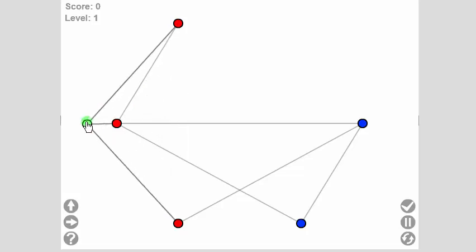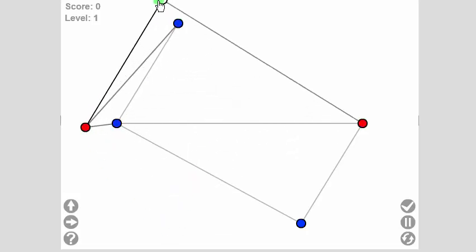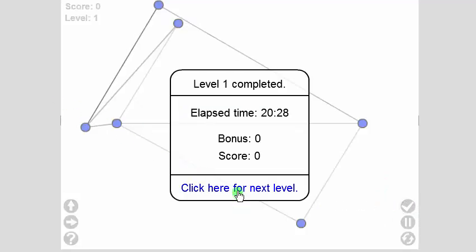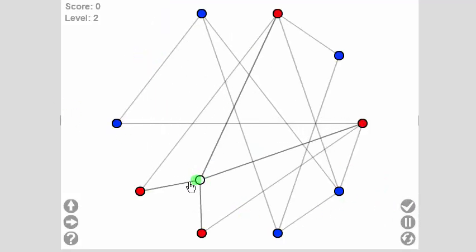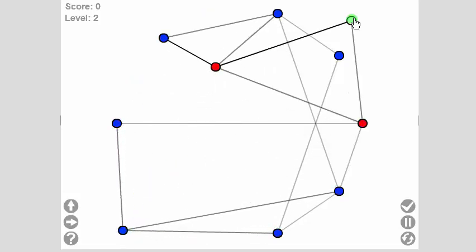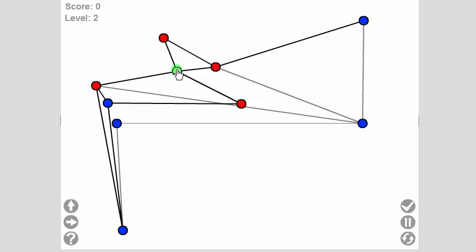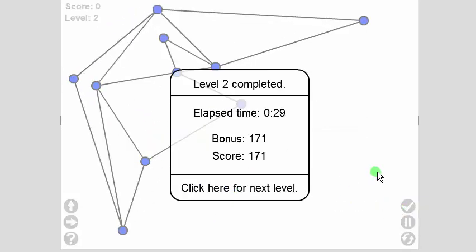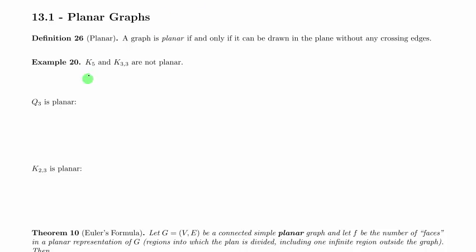So these graphs should all be planar. Move stuff around, try to draw it without crossing edges. There we go. And we beat that level, and move on to the next one. Get something like this. Let's try to solve it. That took an unnecessarily long amount of time. So we can draw those in the plane without any crossing edges.